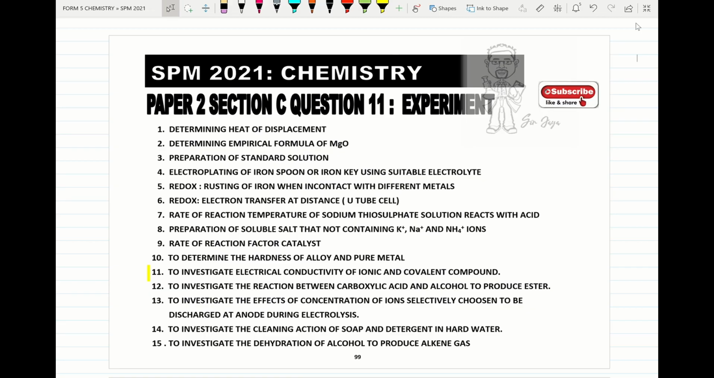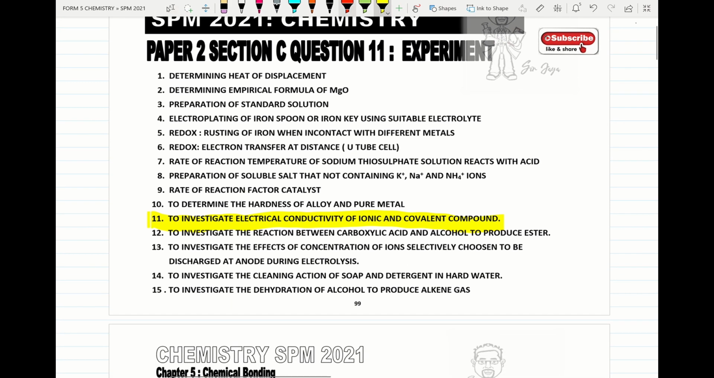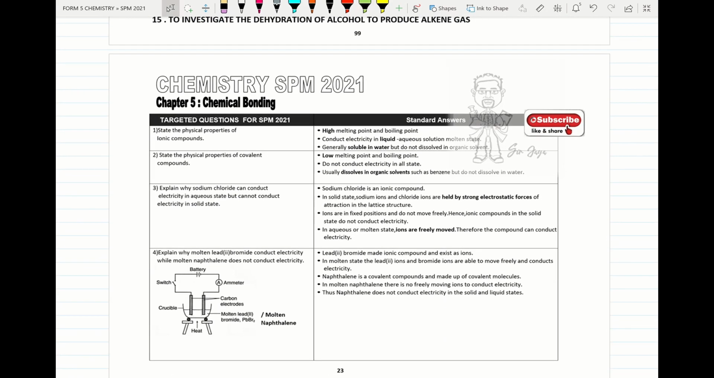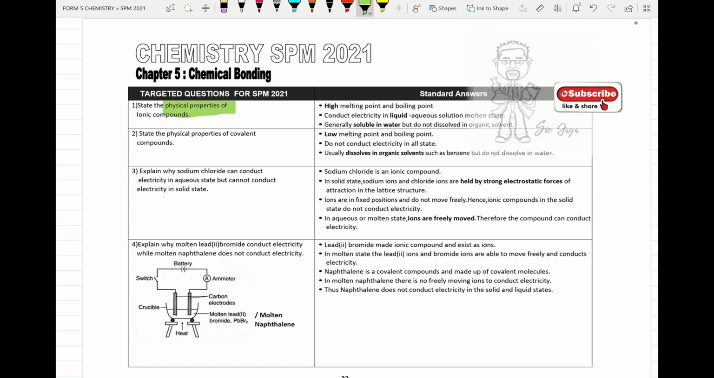So in this slot we're going to discuss another type of essay question, that is, to investigate the electrical conductivity of ionic and covalent compounds. This is very important also for SPM under Form 4 Chapter 5, chemical bonding. Alright, so now we move on to the short essay question. State the physical properties of ionic compounds.